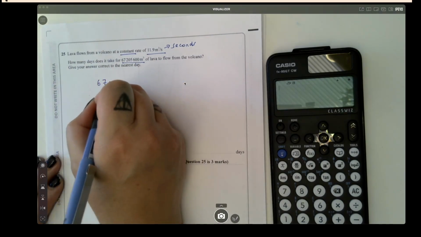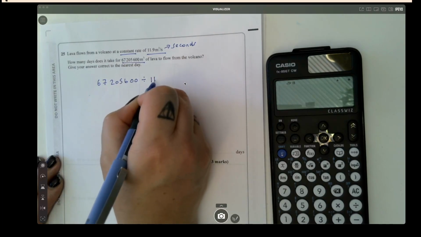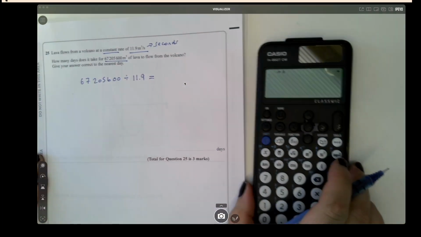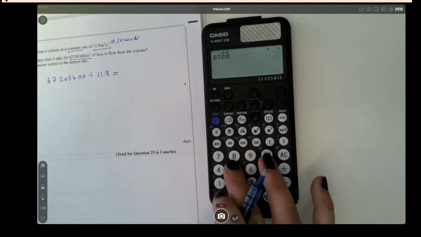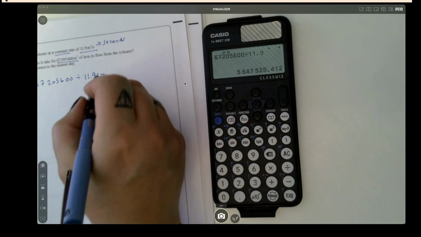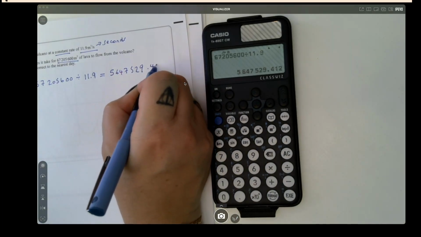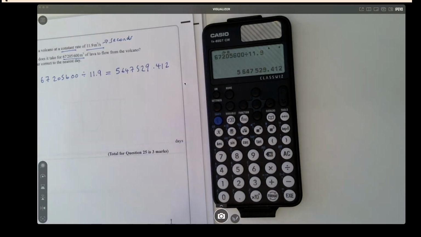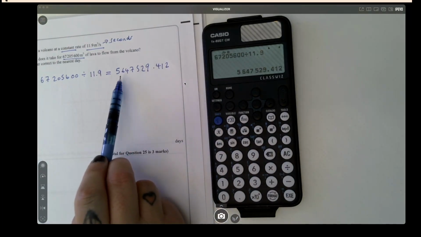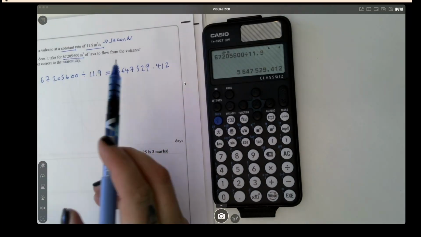So 67,205,600 divided by 11.9 gives 5647529.412. So that's how many seconds it's going to take for this lava to flow.